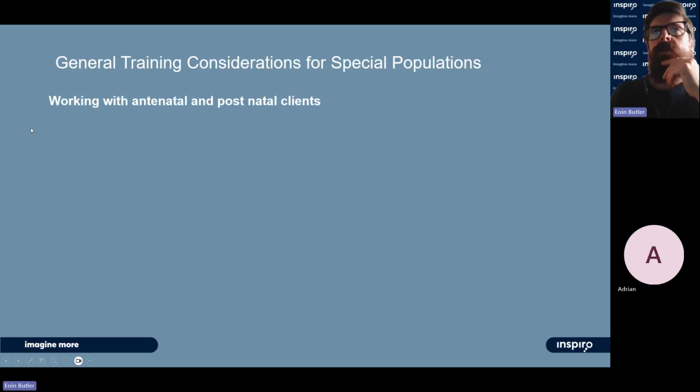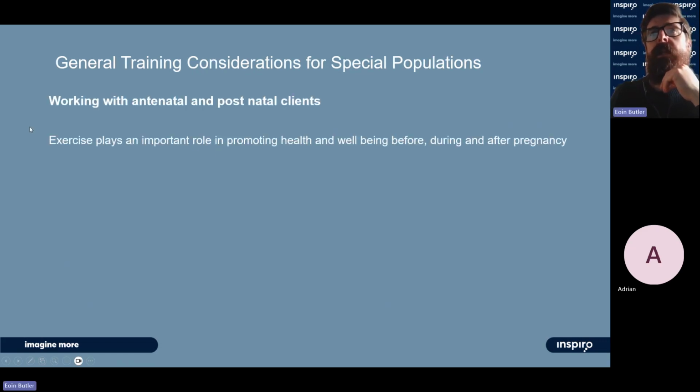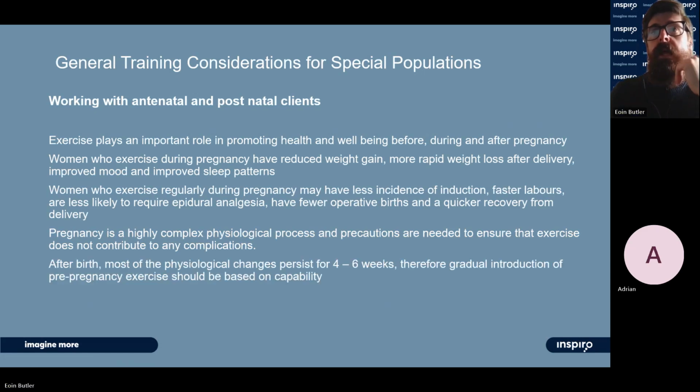Okay, so working with pre and postnatal clients. Exercise plays an important role in promoting health and well-being before, during, and after pregnancy. Women who exercise during pregnancy have reduced weight gain, more rapid weight loss after delivery, improved mood, and improved sleep patterns. Women who exercise regularly during pregnancy may have less incidence of induction, faster labours, are less likely to require epidural, have fewer operative births, and a quicker recovery from delivery.